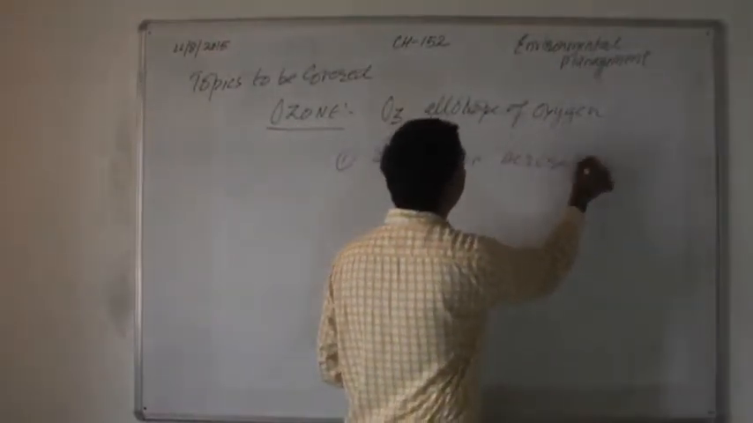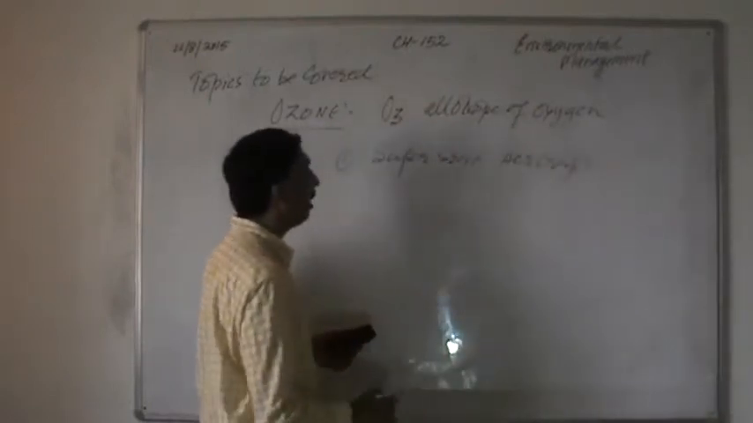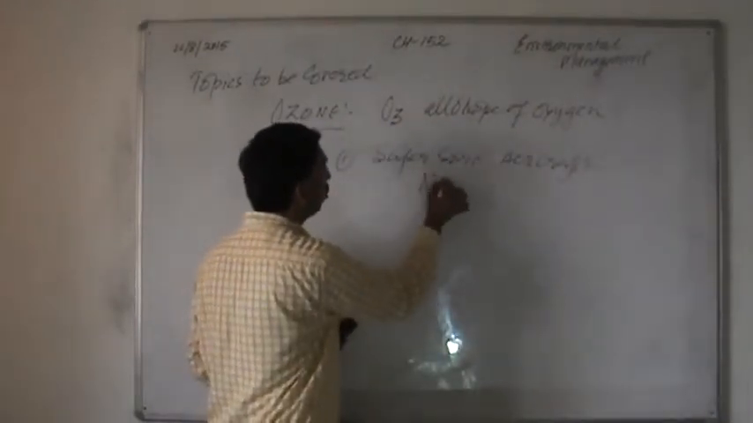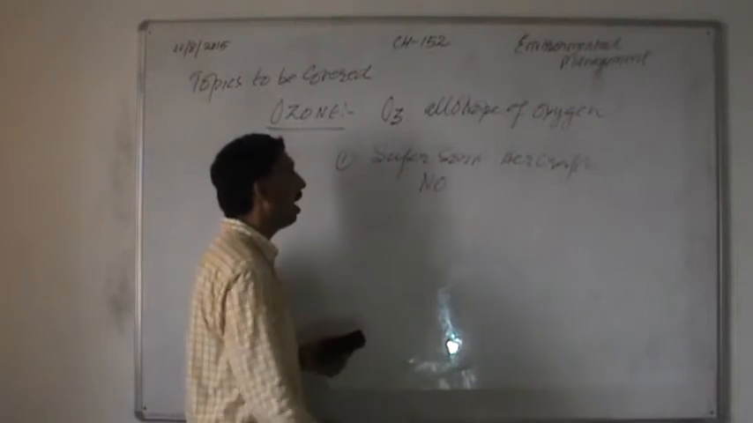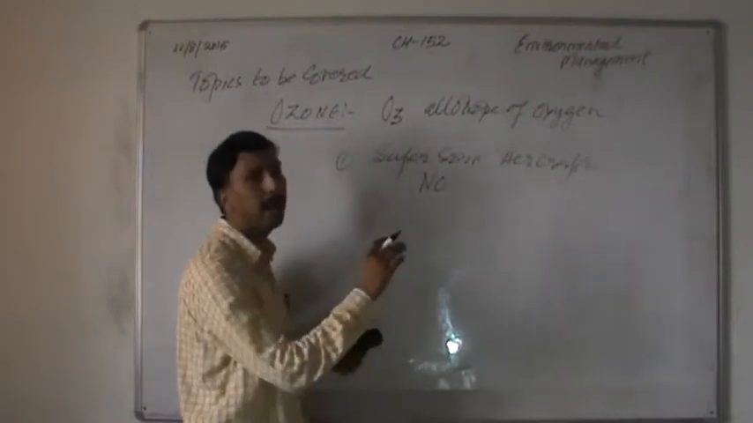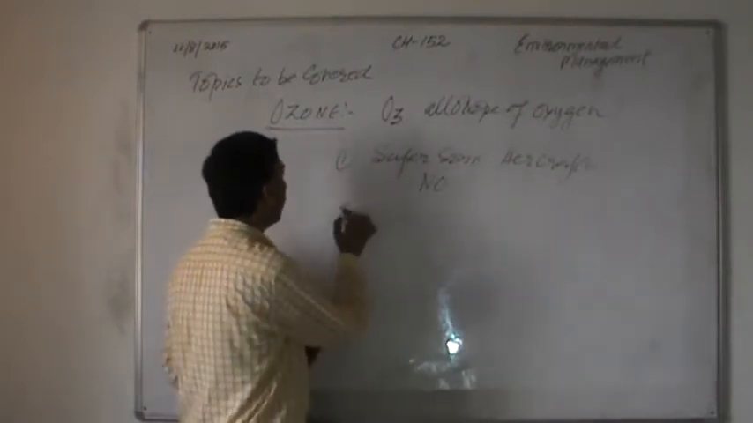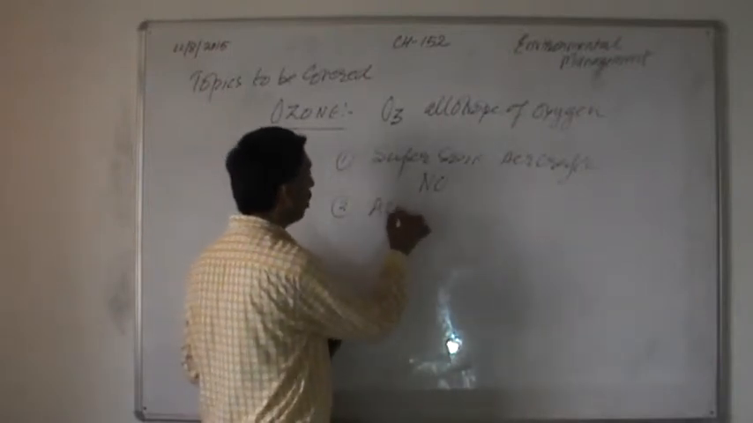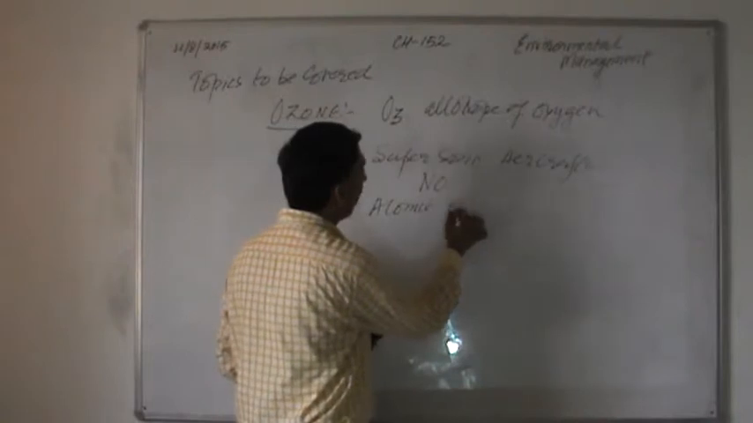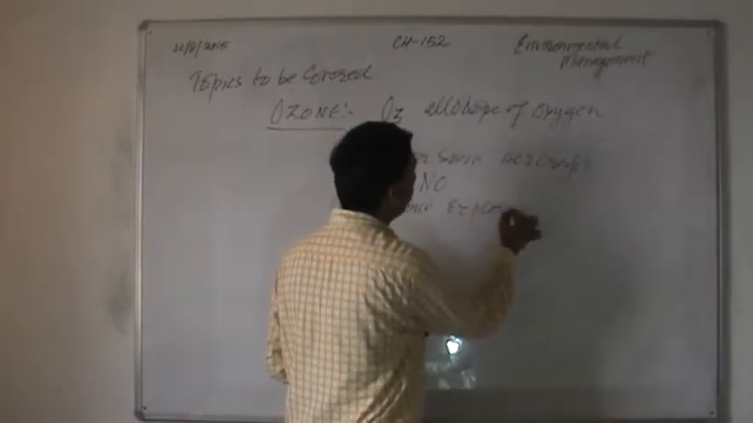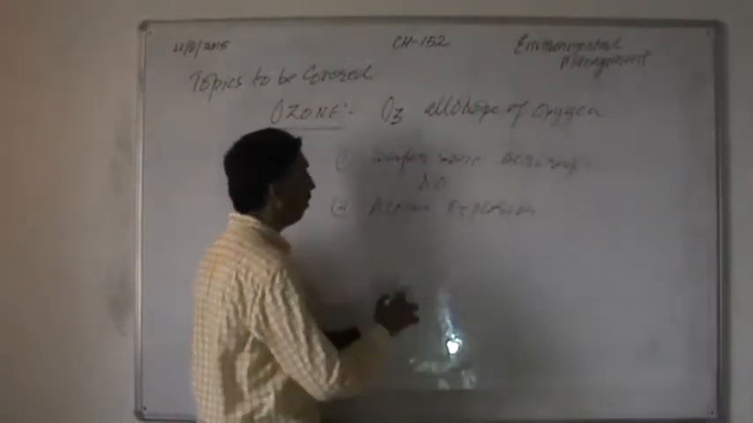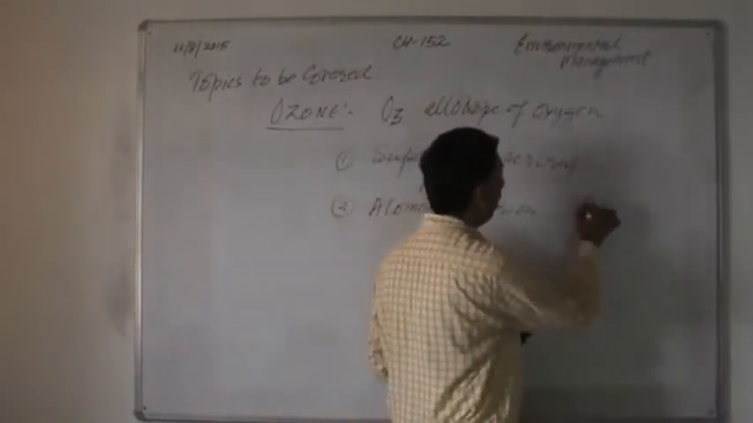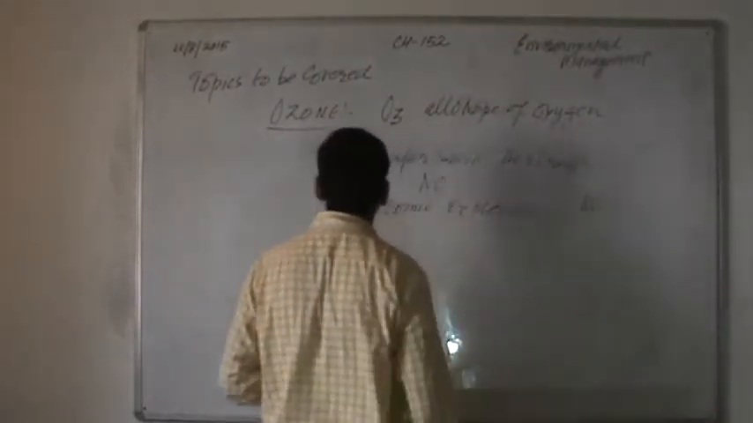Supersonic aircraft fly at a great height, they breathe air and liberate oxides of nitrogen into the stratosphere, and they cause damage to the ozone layer. Second point, atomic explosions on the earth are also responsible for the damage of the ozone layer, because they mainly release oxides of nitrogen, nitric oxide.